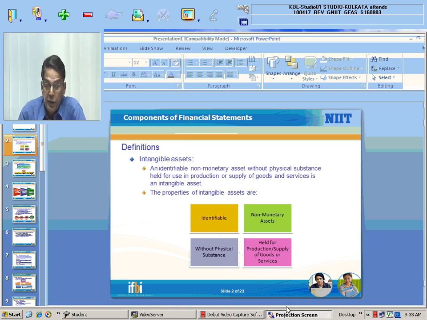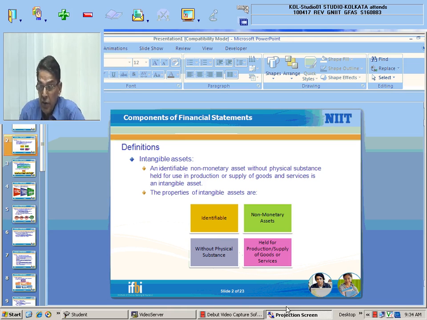It should also fulfill the definition of an asset. What is the definition of an asset? Let's go back to the original definition of an asset, which I have discussed earlier. An asset is nothing but a resource controlled by an entity as a result of past events. Maybe the entity purchased it at some point of time. And from which future economic benefits are expected to flow to the entity. That is what an asset is.